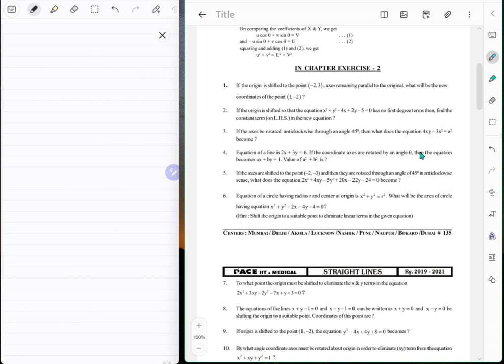Next, the equation of a line is this guy. If the coordinate axes are rotated by angle theta, then the equation becomes this thing. Oh, okay. The value of a squared plus b squared is a squared plus b squared. The coordinate axes are rotated by angle theta. So it's like the general case for doing this.